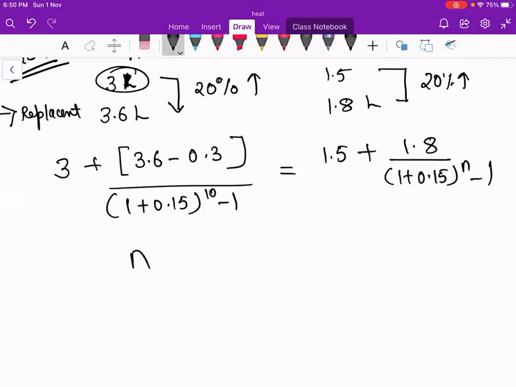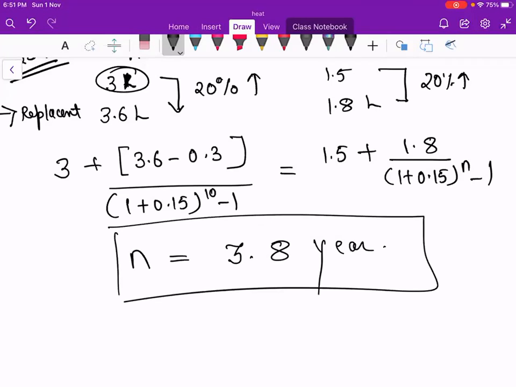So how much n is coming? I think approximately it should come 3.8 here. So 3.8 to 3.9 is the correct answer. This is the initial cost of the equipment, and this is the new replacement cost.